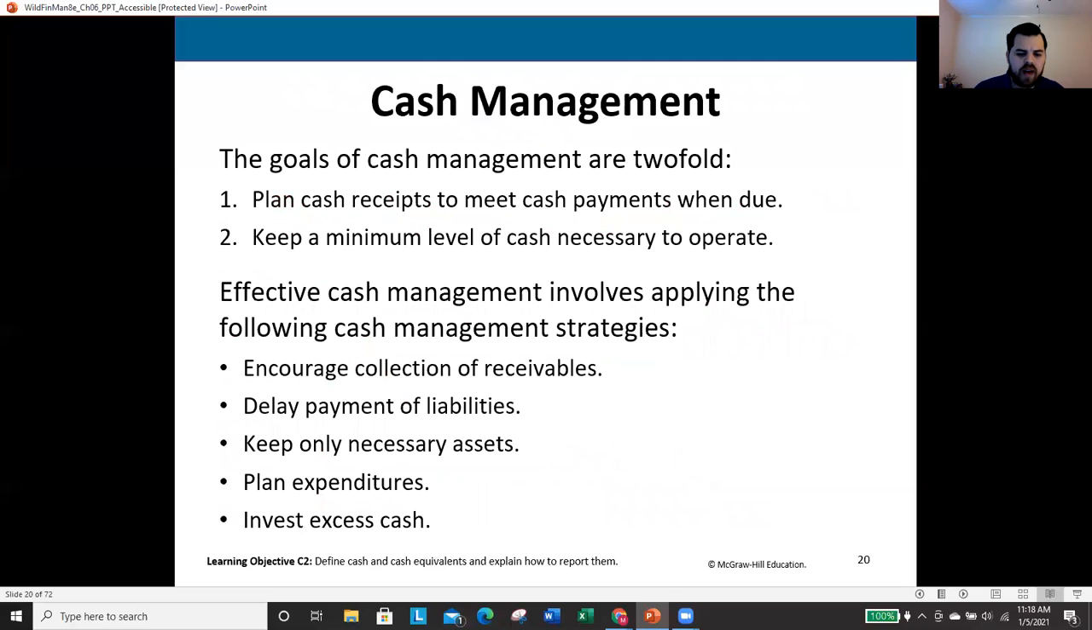Now, a couple of ideas when we talk about managing cash. So the first is we want to plan cash receipts to meet cash payments when due and we want to keep the absolute minimum level of cash necessary to operate. So we've briefly talked about this first point prior in the semester. I believe it was in chapter 4 when we were looking at the discount terms. So we saw things like 2, 10, and 30, and we said at that point in time, the only 2 dates acceptable to actually pay that bill are the 10th day and the 30th day.